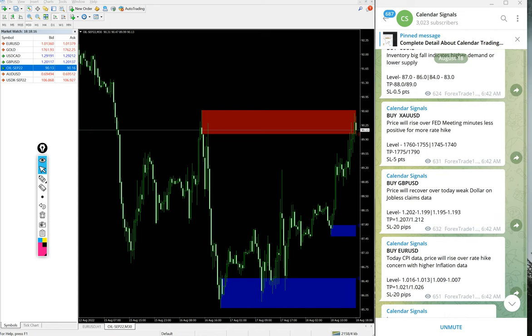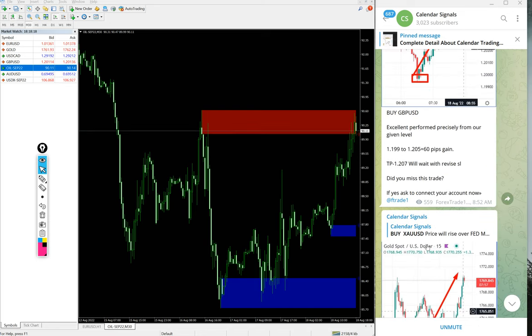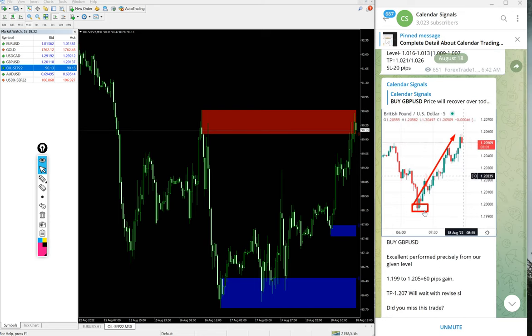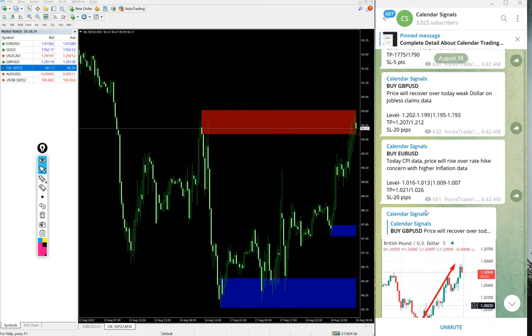So all 4 signals performed, and just USOIL is marginally missed the entry, and other 3 signals precisely performed from our given entry level.